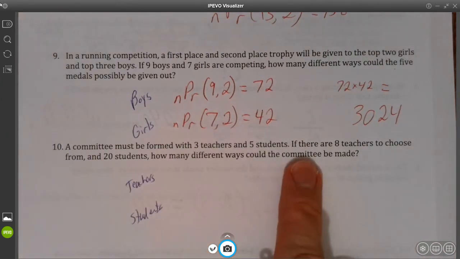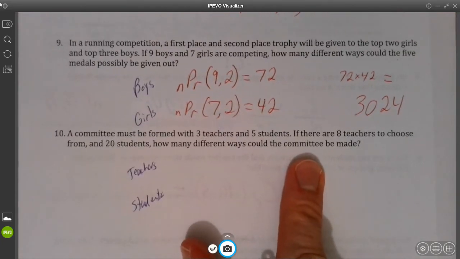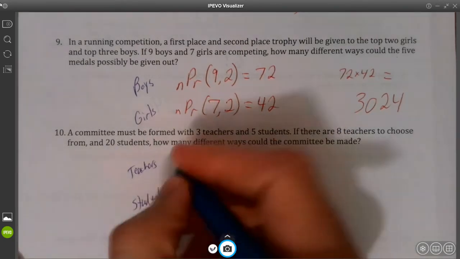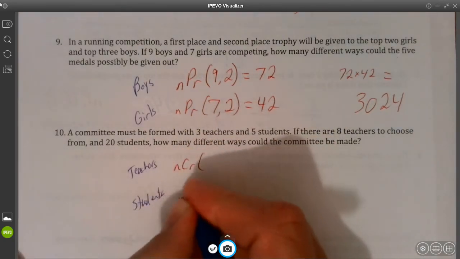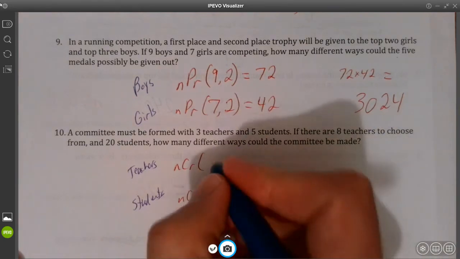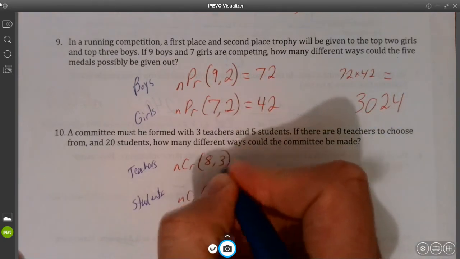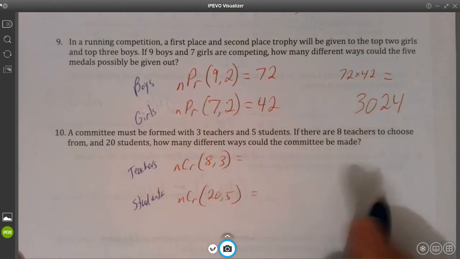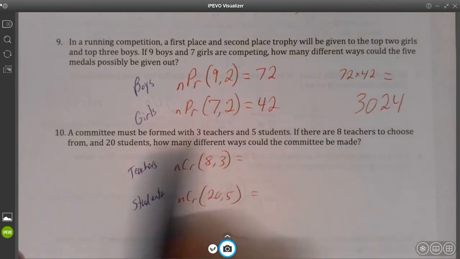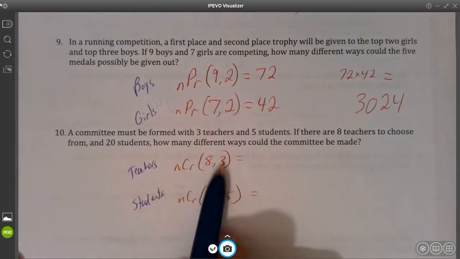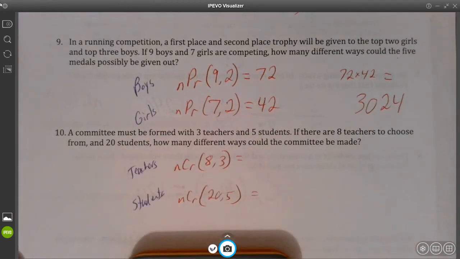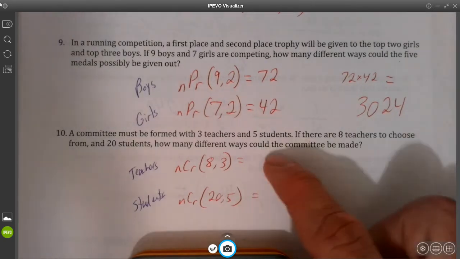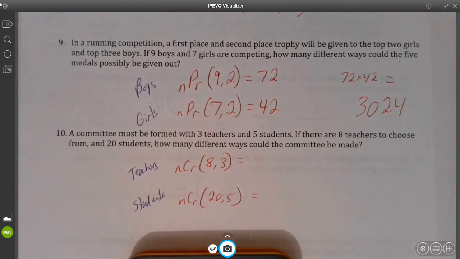And the committee does not rank people. Notice they never said first place, second place, president, vice president. So the order does not matter. This is nCr for both of them. Let's see, 8, 3 and 20, 5. Here's where the numbers come from. I had 8 teachers. I wanted 3. I had 20 students. I wanted 5. So we're going to do an nCr on both of those. So I am going to switch to Desmos very quickly and get both of those numbers and then multiply them together. So whatever I get here and here, I'll multiply my options together.